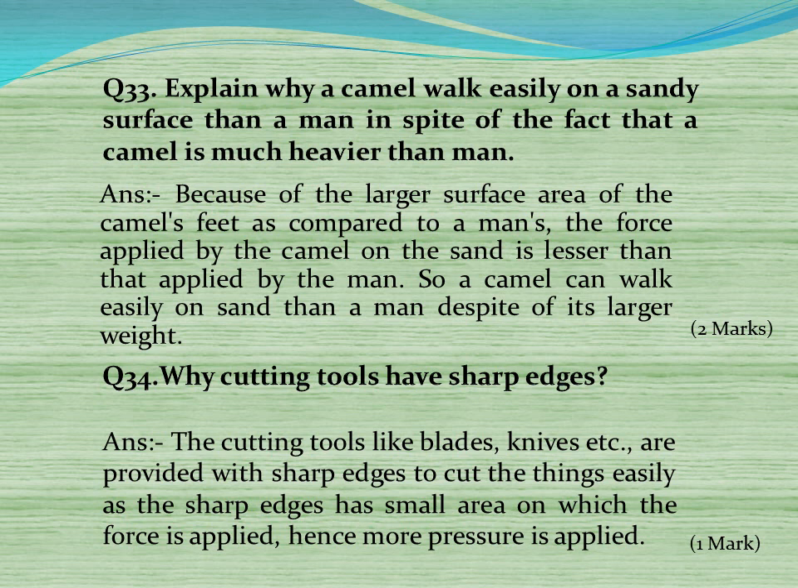Question number 33. Explain why a camel walks easily on a sandy surface than a man, in spite of the fact that a camel is much heavier than man. Answer. Because of the large surface area of the camel's feet as compared to a man's, the force applied by the camel on the sand is lesser than that applied by the man. So, a camel can walk easily on sand than a man despite of its larger weight.